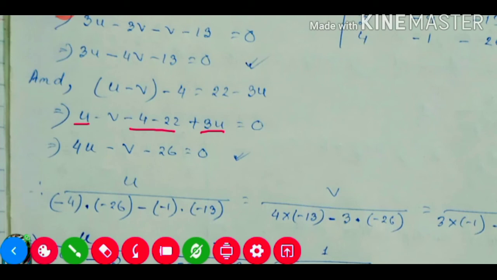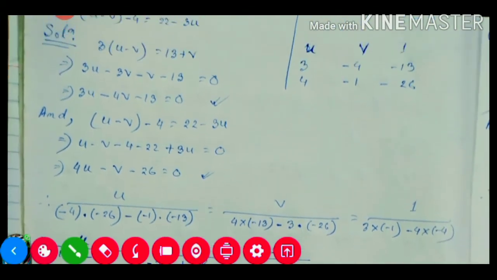Now here we will not write x, y, z, we will write here u, b and 1. From equation 1 we are getting u coefficient is equal to 3, b coefficient is equal to minus 4 and constant is minus 13. From equation 2, from here u coefficient we are getting 4, b coefficient will be minus 1 and constant is equal to minus 26. Now we will apply our cross multiplication method.